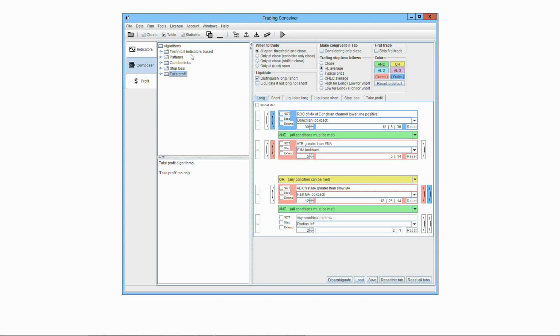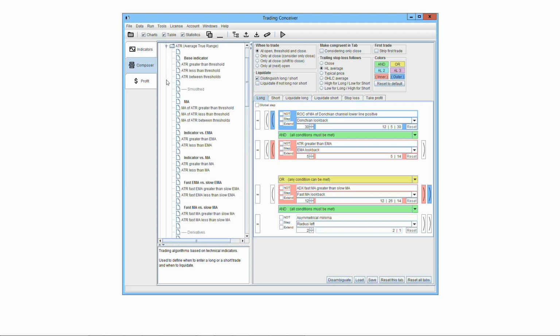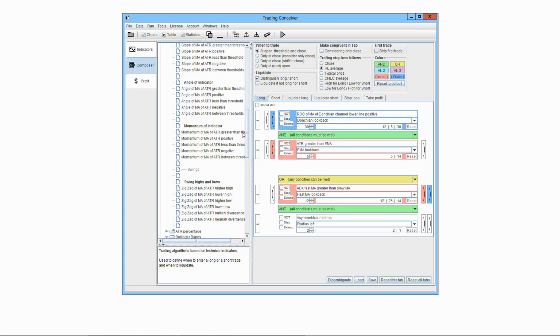The technical indicators-based branch is further divided into branches. Each branch corresponds to a base indicator. In each of these sub-branches there is the list of elementary trading algorithms dependent on such base indicator and its derived indicators.